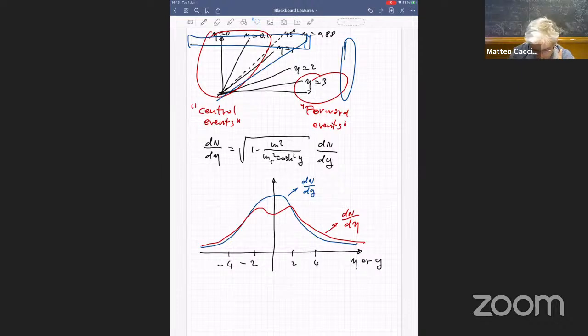And actually, I've said something stupid. It is true for rapidity. It is also true for pseudorapidity if the mass is sufficiently small, but otherwise, no, it's not true for pseudorapidity. Pseudorapidity does not have this rigid transformation property under a boost. So let's say that what I said applies rather to the rapidity distribution.